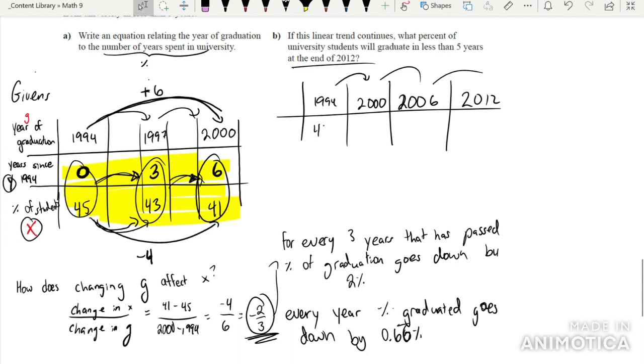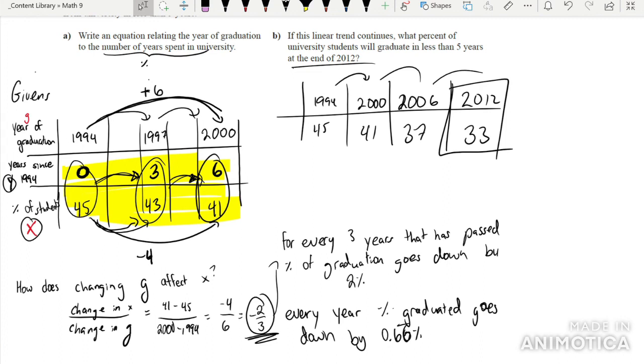So then I can go 45, 41. I'm doing the same jump down, so I'm going down by 4, so I'm going to end up at 37, and then finally 33. Boom, I'm done. The issue with this is, what happens if I pick a year that doesn't work well for me?